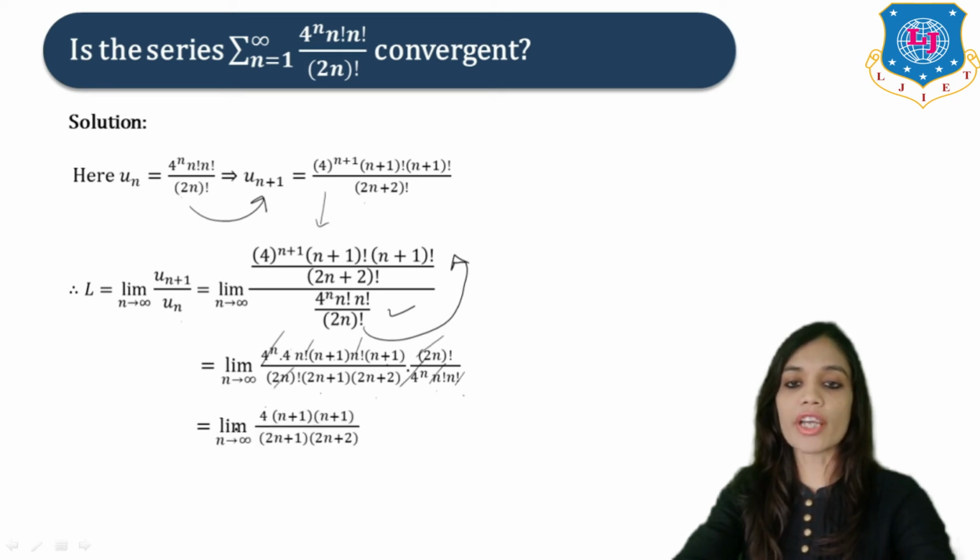So what is remaining finally? Limit n tends to infinity 4 into (n plus 1) into (n plus 1) upon (2n plus 1) into (2n plus 2). Now again from this we can take out 2 common, and it gets cancelled out with 4. So what will remain? Limit n tends to infinity 2 into (n plus 1) upon (2n plus 1).